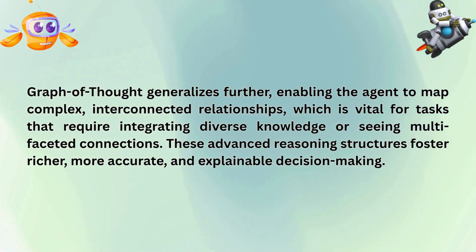Graph of thought generalizes further, enabling the agent to map complex interconnected relationships, which is vital for tasks that require integrating diverse knowledge or seeing multifaceted connections. These advanced reasoning structures foster richer, more accurate, and explainable decision-making.